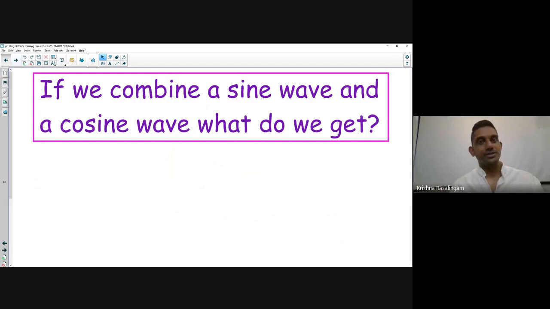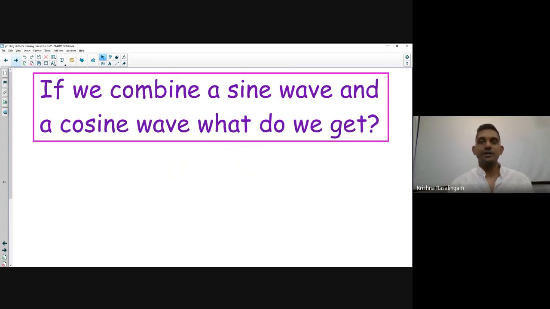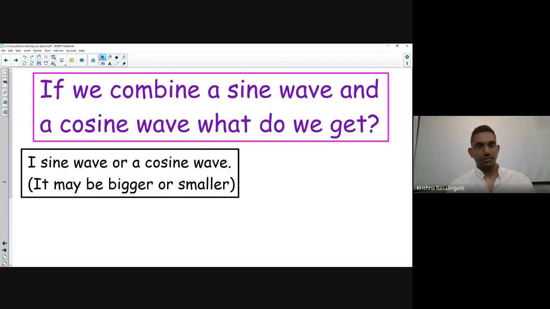Let me go back a page. So simply, when we've got something, say 4 cos alpha plus 4 sin alpha, we're going to look at the result when we put these two together. So let me ask you the question: if we combine a sine wave and a cosine wave, what do we get? A sine wave or a cosine wave. Sorry for the typo there. It might be bigger or smaller.